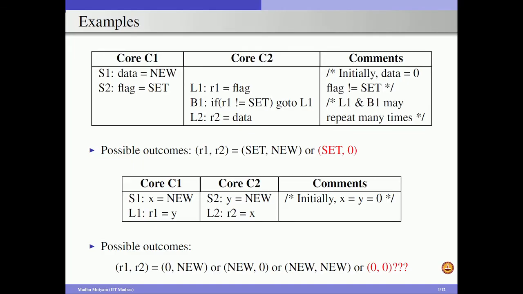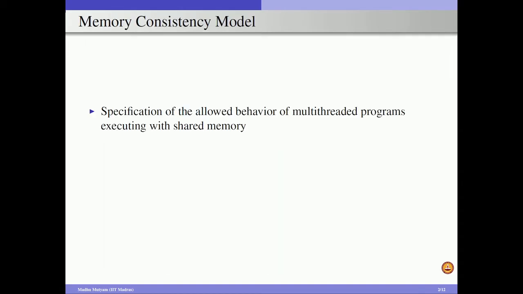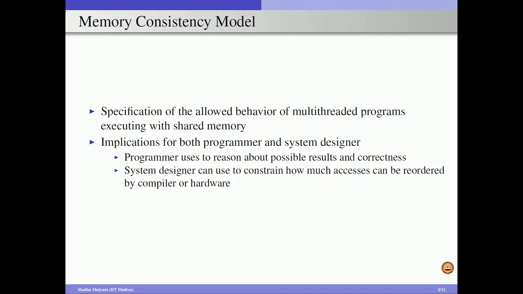So as a result, the entire correctness of the system will be at stake. So we need to have memory consistency models which will give us, as programmers, a set of rules saying that you can expect these possible outcomes, and at the same time it is going to provide a set of rules to the hardware designers or the compilers saying that you cannot go beyond this particular limit for rearranging the instructions or applying any of the optimizations. In other words, a memory consistency model gives specifications of the allowed behavior of multi-threaded programs executed on shared memory. So it provides information to both the programmers as well as the system designers.